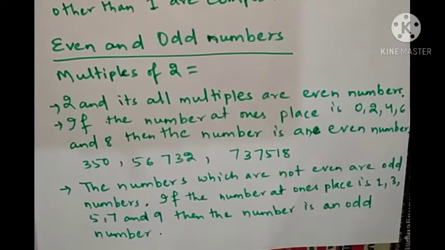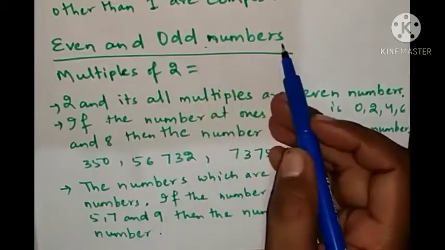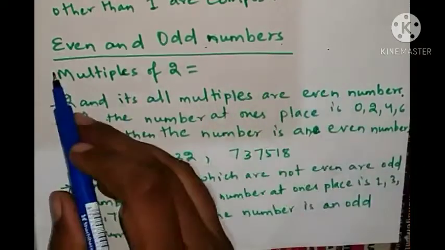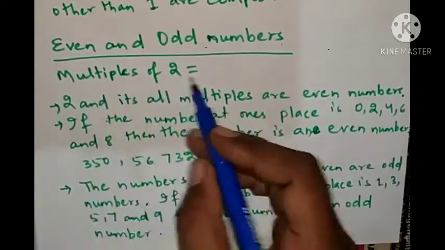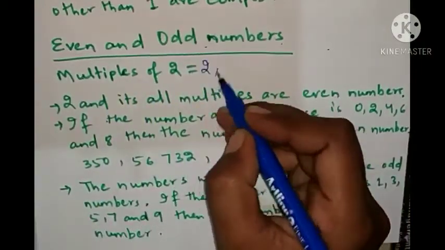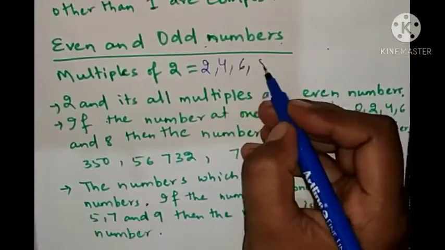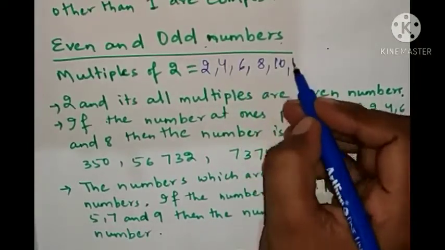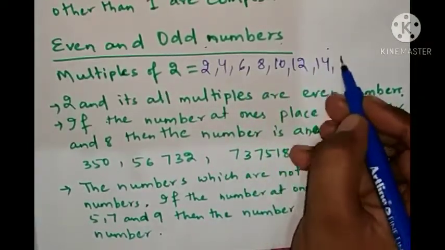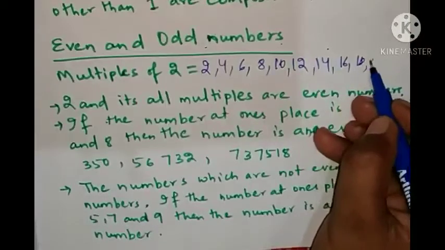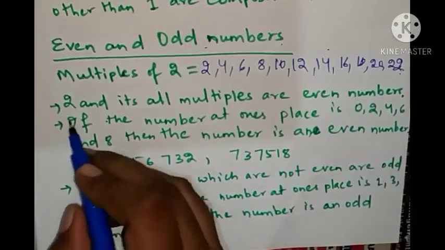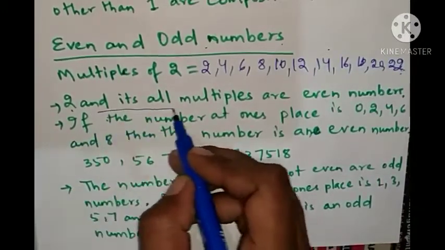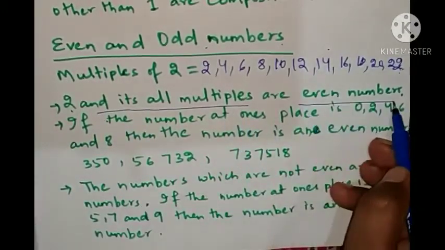Next we'll see even and odd numbers. So what are even and odd numbers? Let's see. Multiples of 2 are what? 2, 4, 6, 8, 10, 12, 14, 16, 18, 20, 22, like this. It will go on. So 2 and all its multiples are even numbers.